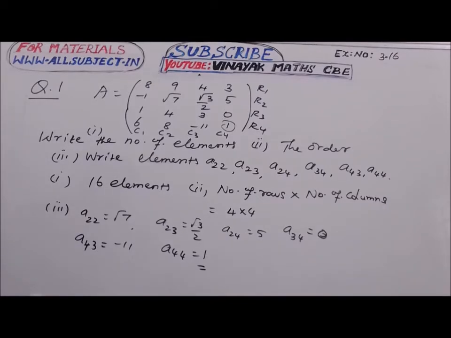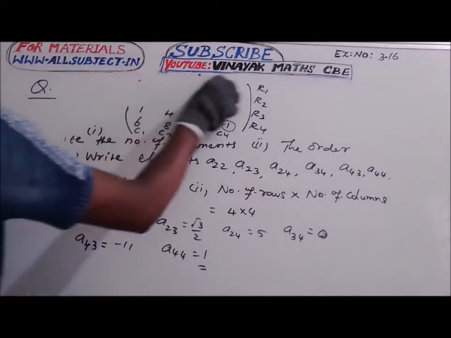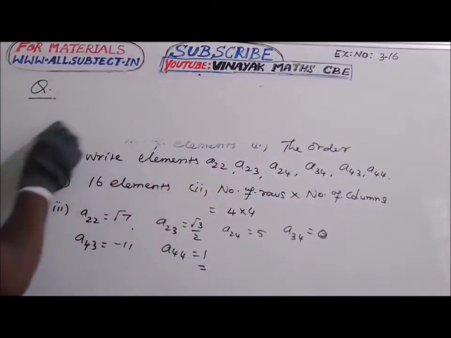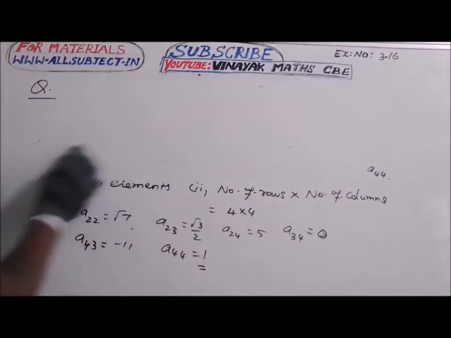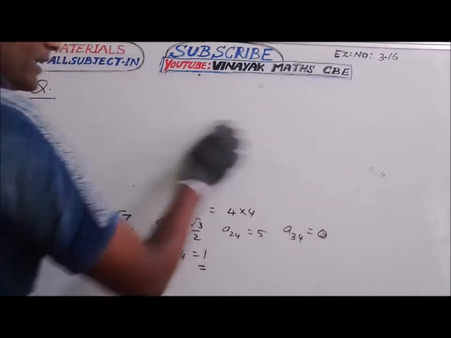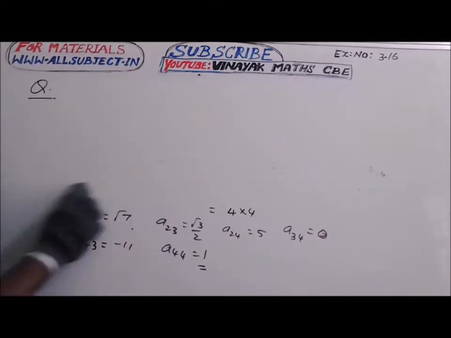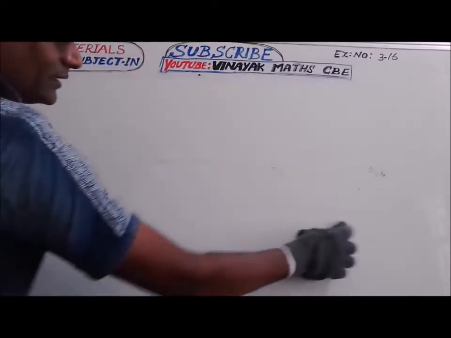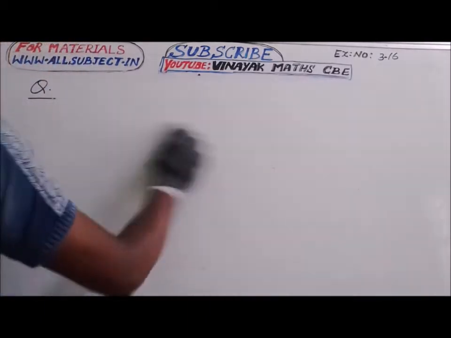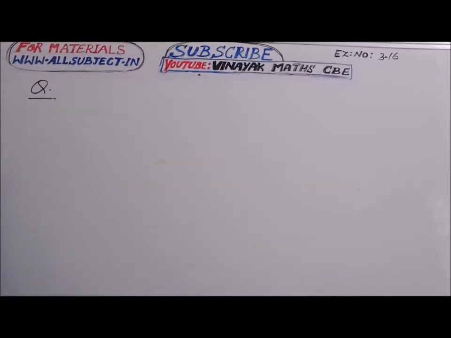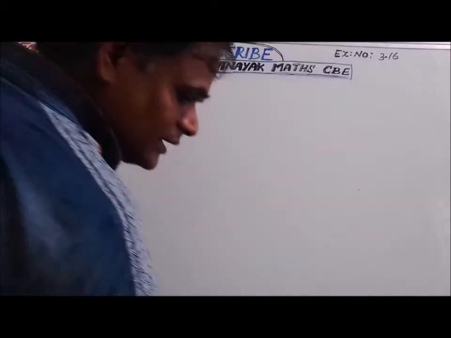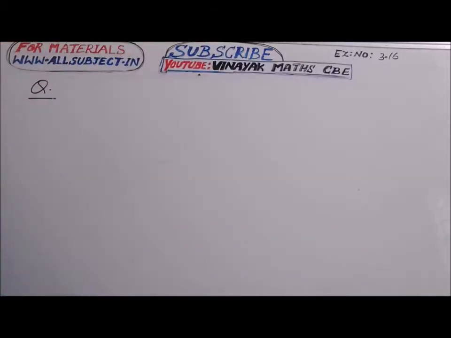Next question, question number 2. A matrix has 18 elements. What are the possible orders it can have? Then what if it has 6 elements? What is its order if it has 6 elements given?